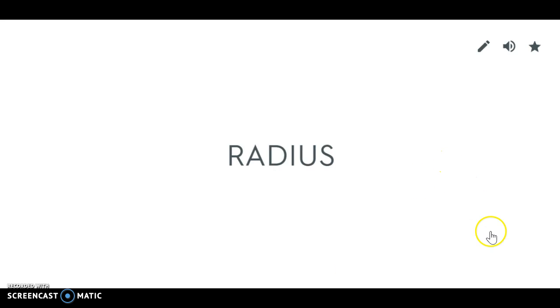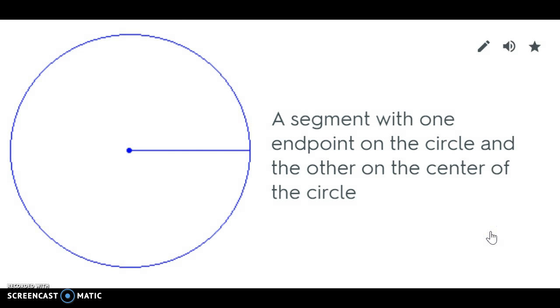So each of these points is so close together, but it's all the same distance from this center point. A radius is a segment with one endpoint on the circle. So here's one endpoint and the other one is the center of the circle. So that's the radius. It goes halfway across, and all radii are the same because all of these points it will hit are the same distance from the center.